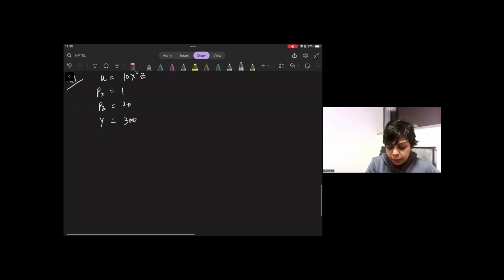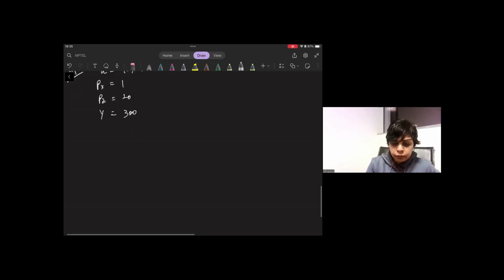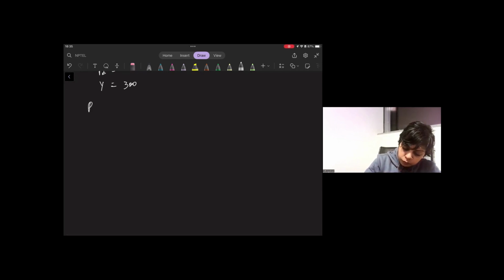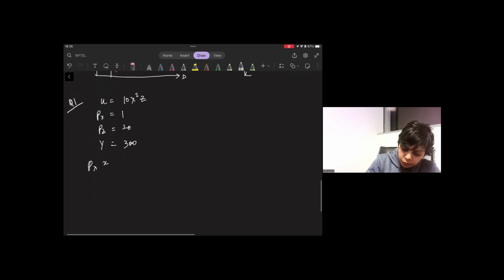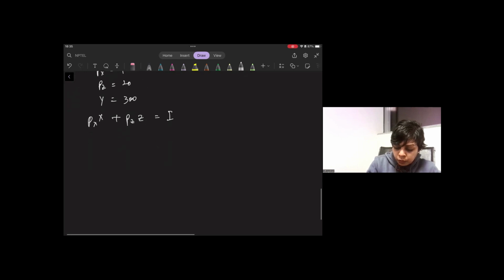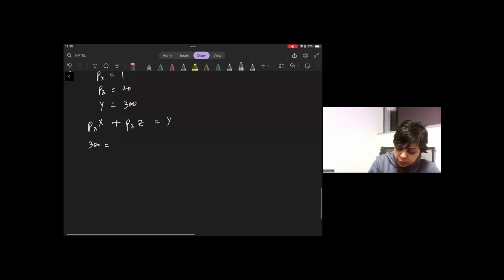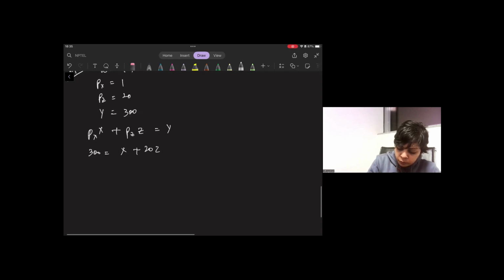Okay, so if you are given px, pz and y, we can write the equation of the budget constraint. So what is the budget constraint? Px into x plus pz into z is equal to I. You can put this as y because they've used the term y. So 300 is equal to px, which is 1, times x, plus pz, which is 20, times z.